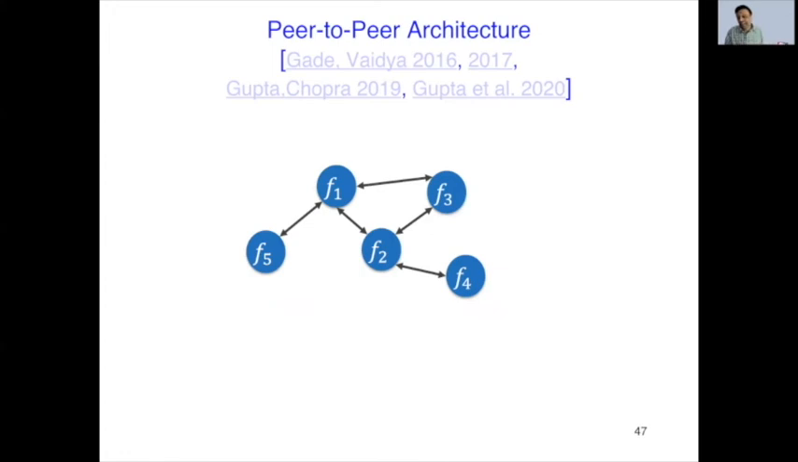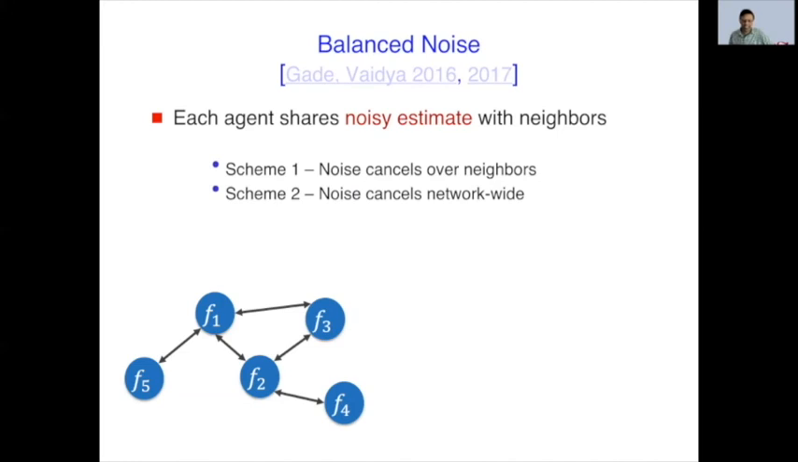One can apply the same idea, or a similar idea, to peer-to-peer architectures. There are several papers, some from my group and some from other groups, that have proposed schemes like this over the last several years. We saw in the example of peer-to-peer or decentralized optimization that each agent sends to its neighbors its current estimate. What we're going to do now is add some noise to that estimate before sending it to the neighbors.